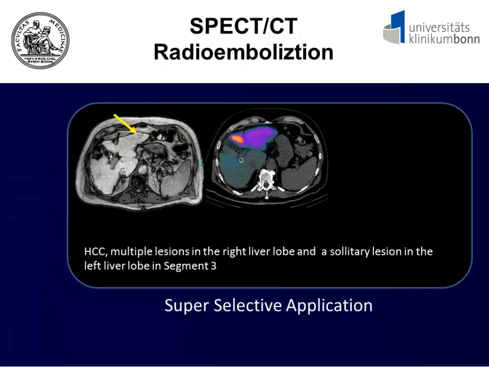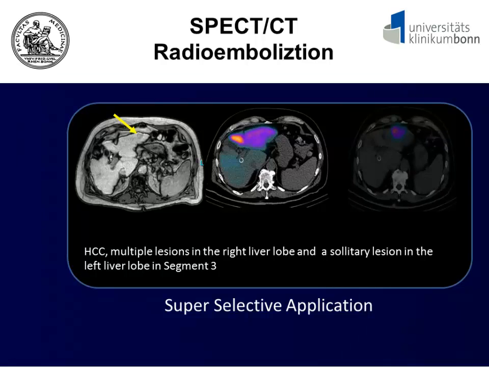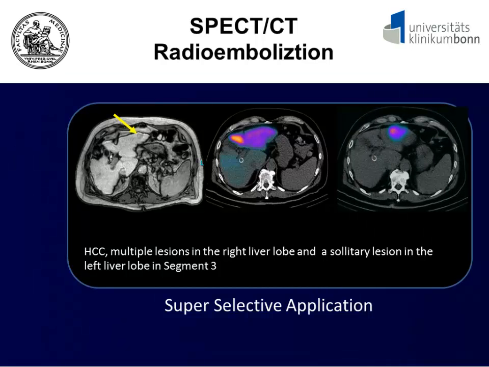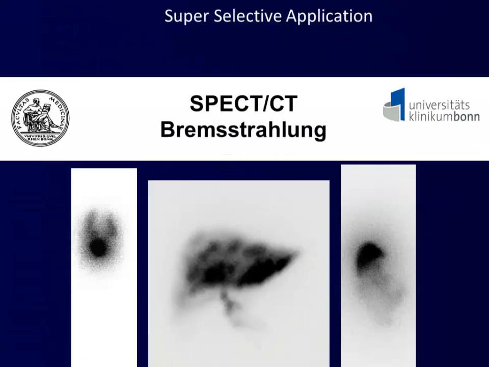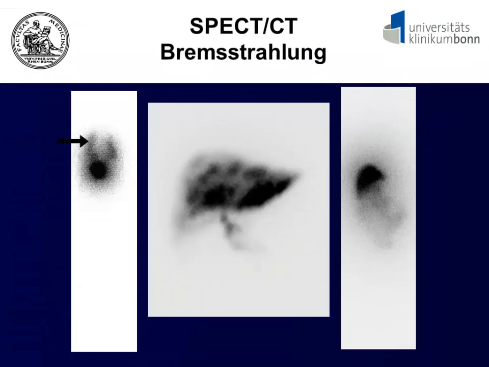You can also use SPECT CT for a more selective treatment, to avoid radiation of healthy liver tissue by placing your catheter more distally. In this case you see just a metastasis in this part of the left liver lobe, but a high accumulation in the whole left liver lobe after MAA injection. We performed the MAA again to try to be more selective, and we could catch the metastasis more selectively, and after that we did the treatment.